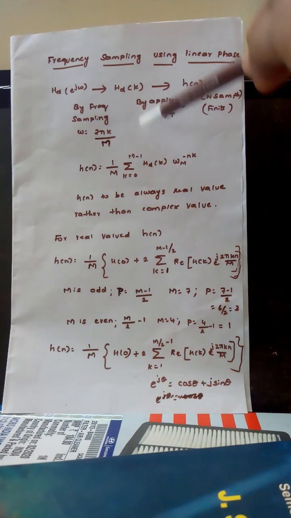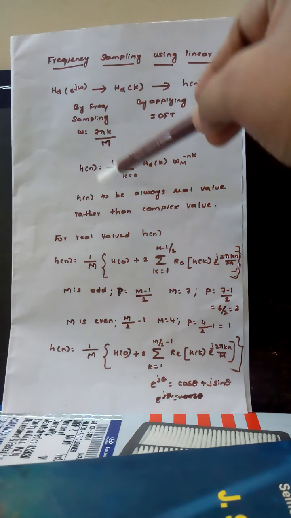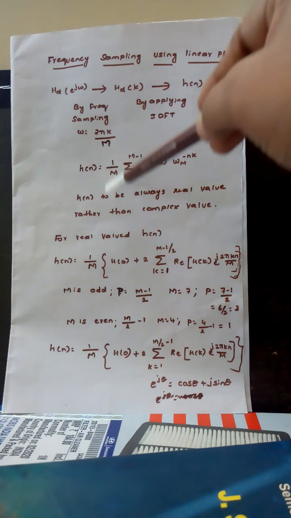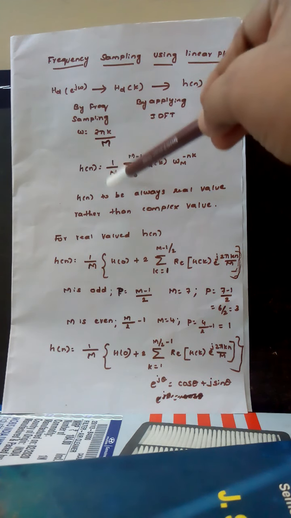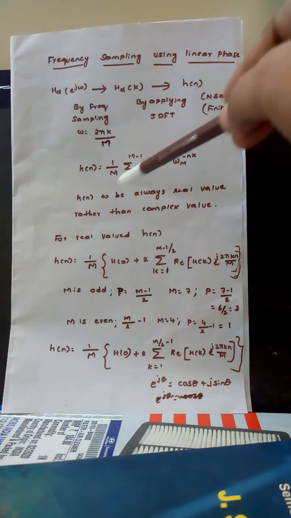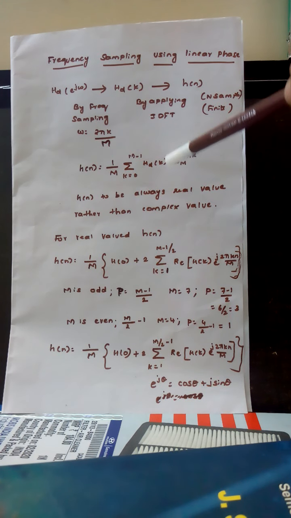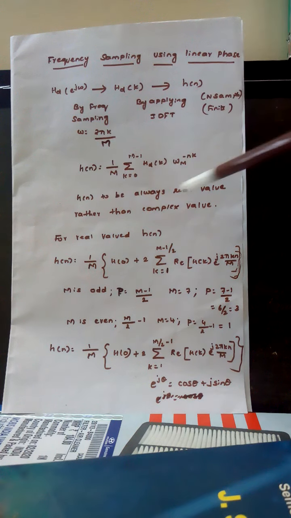So the inverse discrete Fourier transform formula is h of n equal to 1 by N, if you want we can use N also. Here I am considering M, so I have put it as M. So 1 by M summation k equal to 0 to M minus 1, H_d of k into W_M to the power of minus nk. So this is the formula, correct?